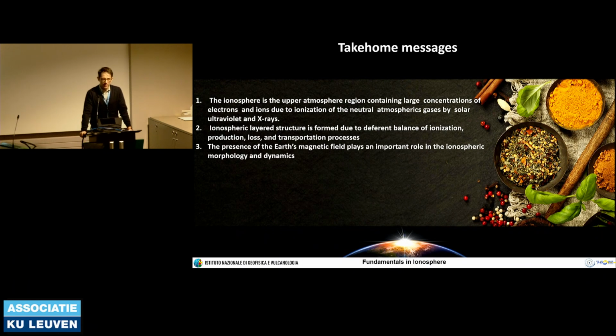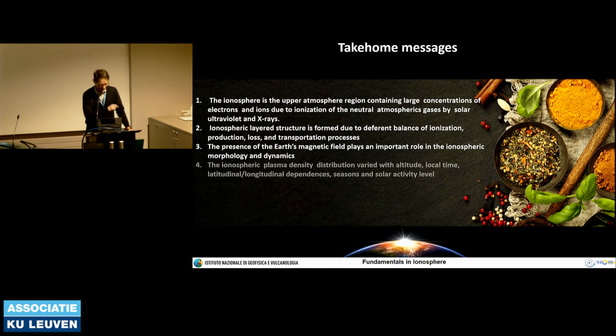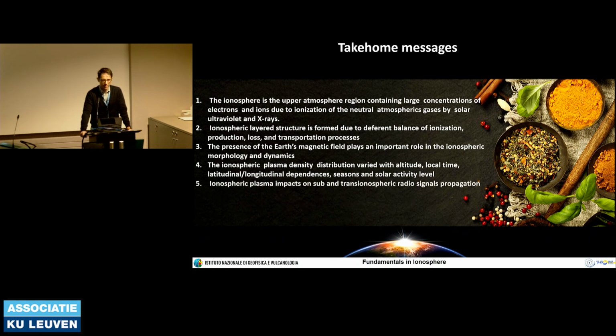The presence of the magnetic field is a fact, and it's important to understand the morphology and dynamics of the ionospheric plasma. It has variation with altitude, local time, season, and solar activity level, which are usually referred to as regular variations. As the ionospheric plasma has an impact on sub- and trans-ionospheric radio signal propagation, it's important to study the ionosphere for many applications.